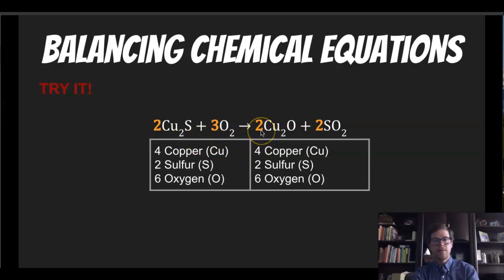And then to make sure that everything else is balanced, we look here. So we made 4 coppers. That means we need to put 2 there. 2 times 2 gives us 4 coppers here. And conveniently, because we had 2 sulfurs here, we also did that over here. We end up with a total of 2 sulfurs on both sides. So I had to try something different, try some different numbers.